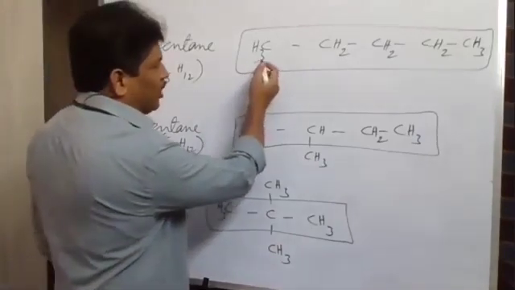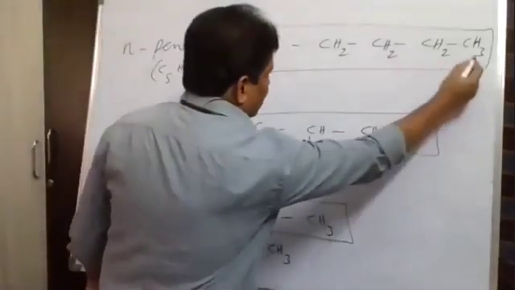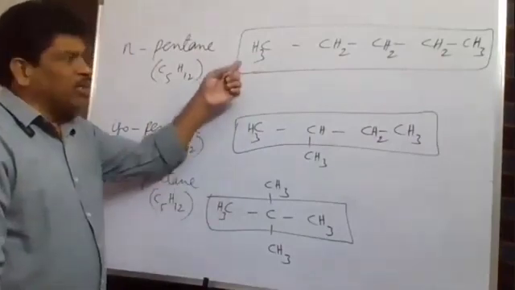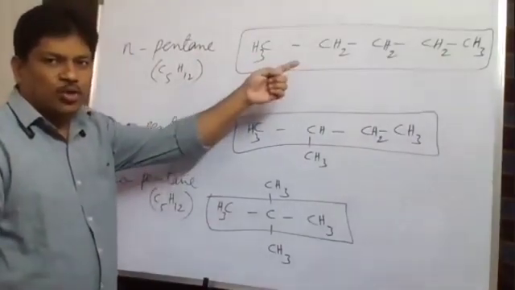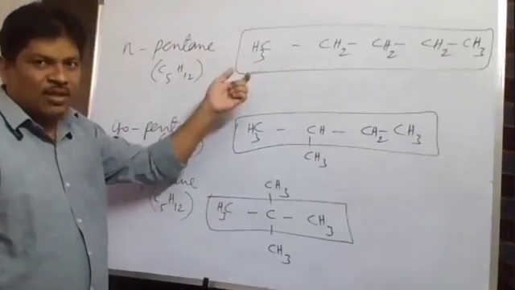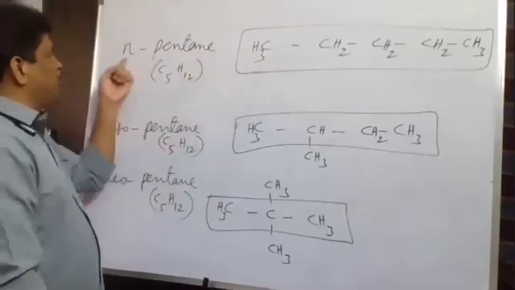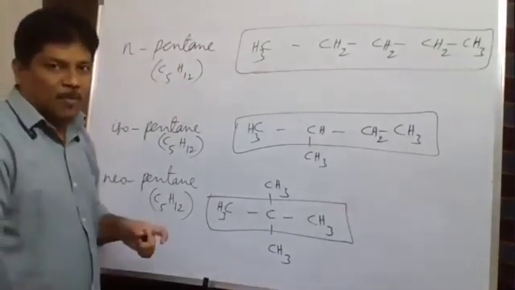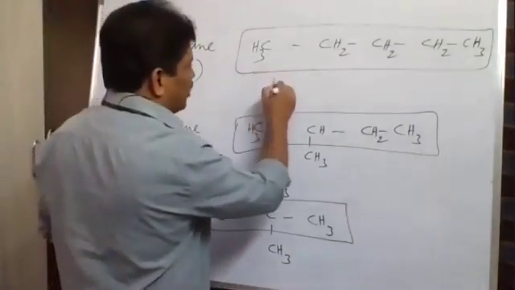In this case, all the 5 carbon atoms are linked continuously. There is no branch. So if all the carbon atoms are linked to one another without any branch, forming a continuous or parent chain, the prefix used is normal. Normal pentane, we have to say. And here, what is the IUPAC name? Pentane.